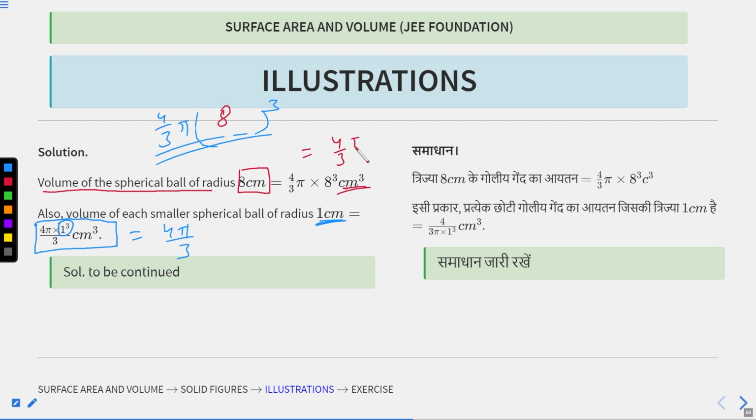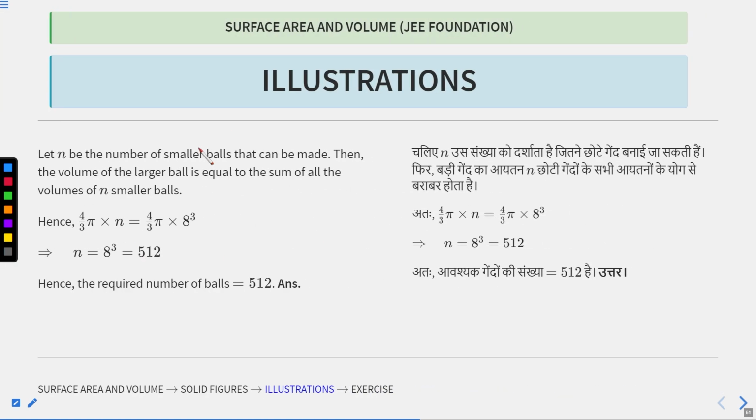And this is 4 pi, 8 cube. I'm writing just 8 cube, not evaluating further, because things will get cancelled, I think. So let's move to next. Now just divide to find out the number of balls.